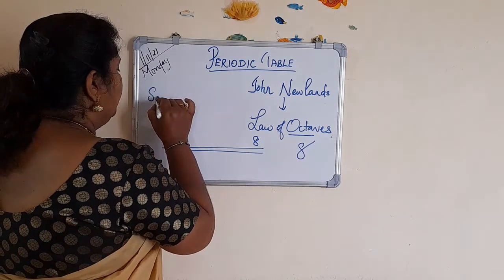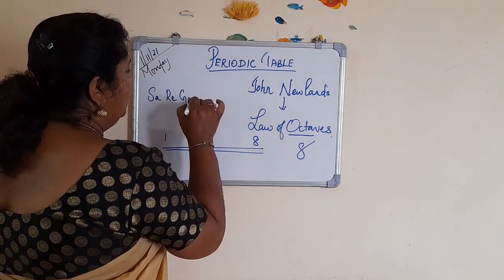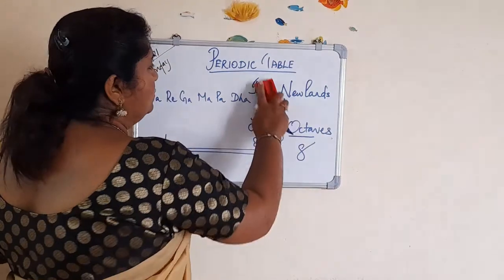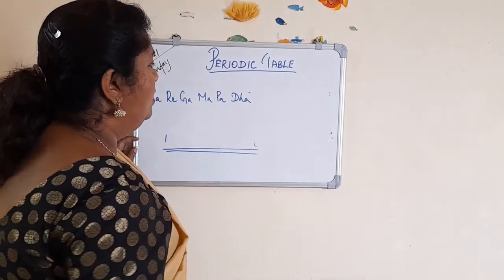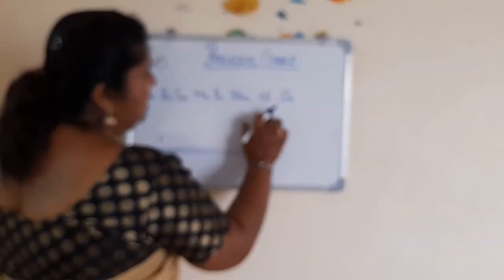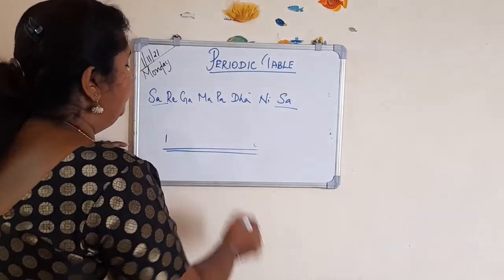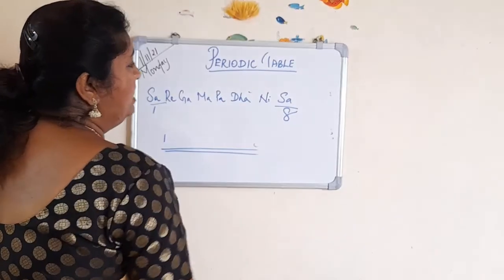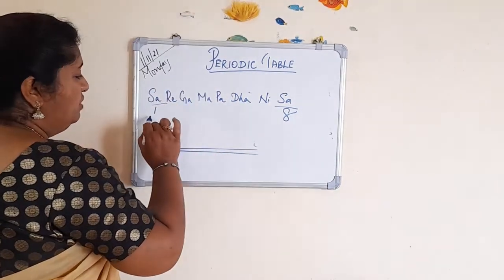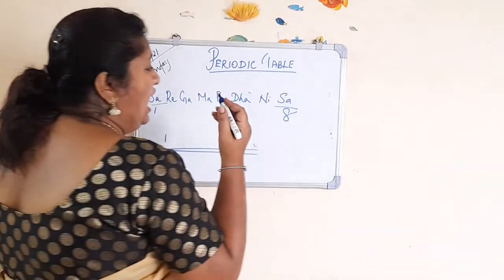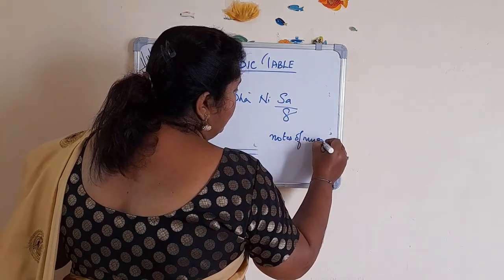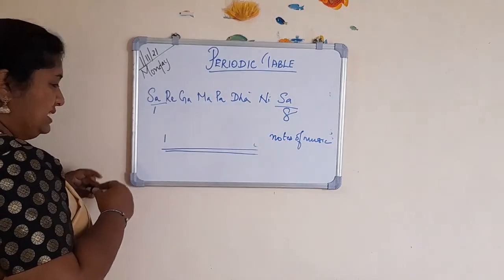Like the notes of music, you know, sa, re, ga, ma, pa, dha, ni, sa, right? So 1, 2, 3, 4, 5, 6, 7, 8. See, like this. The first and the 8th element will have the same property. Every 8th element will be the repetition of the first element. So it was arranged like the notes of music. And this theory was known as the law of octaves by John Newlands.